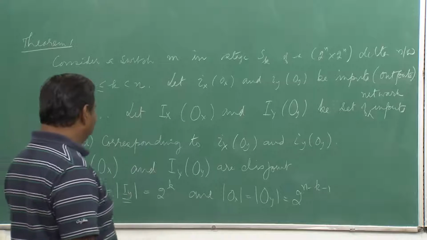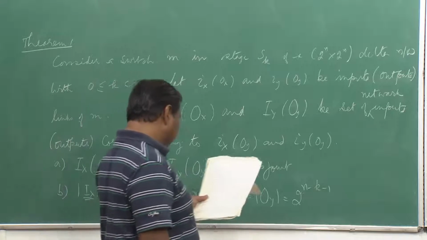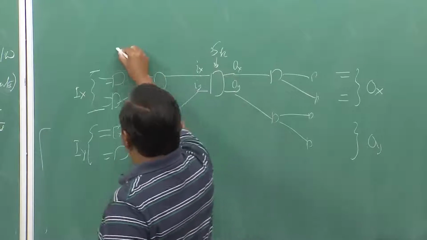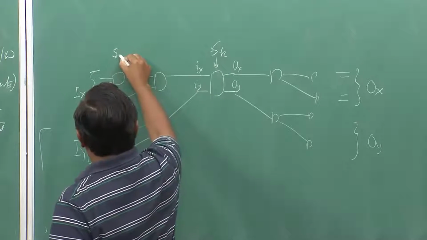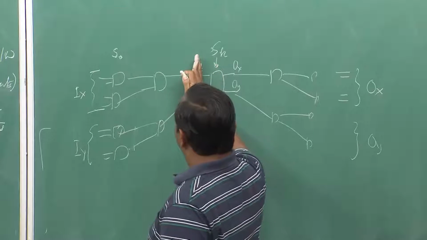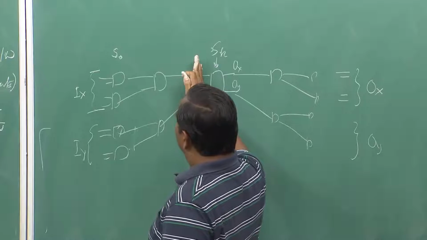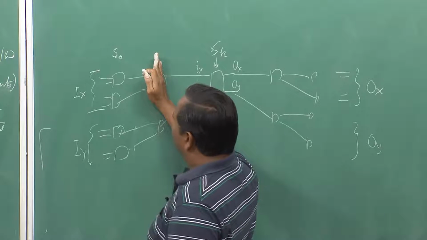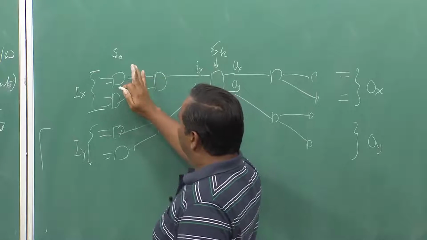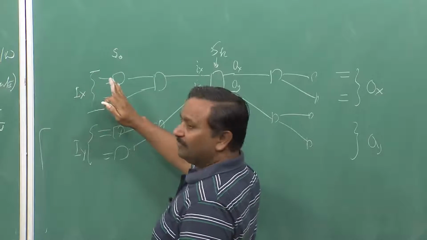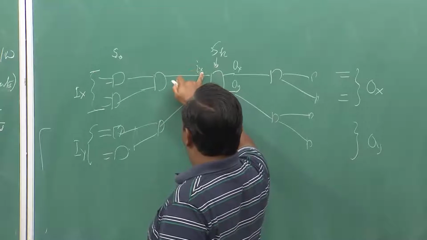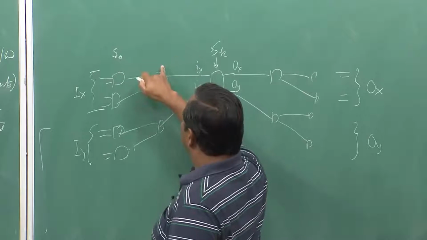So, this can be understood in this fashion, that this is the kth stage and this is the 0th stage. Okay. So, from here when I go, I get two inputs to here. When I go to this stage, this one will become 2, this 2 will become 4, and so on. Okay. So, you count from here. So, there has to be S0 to Sk minus 1.